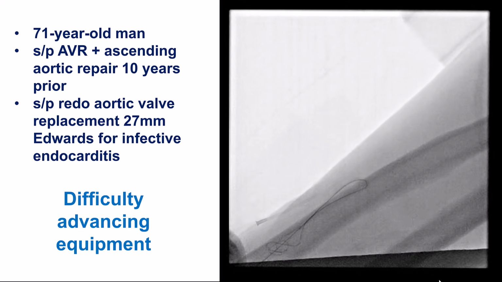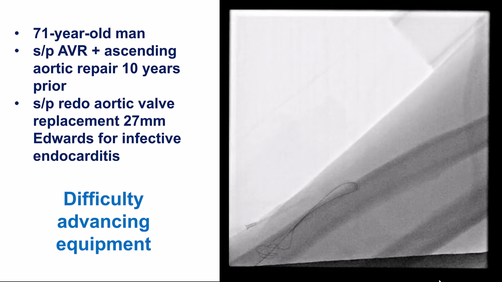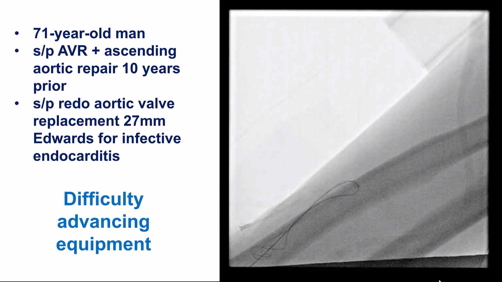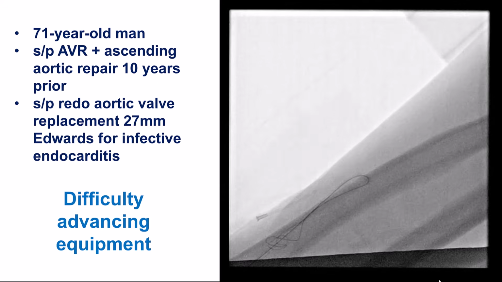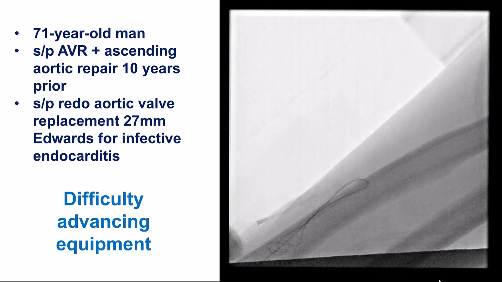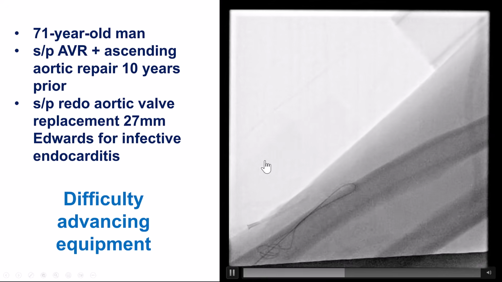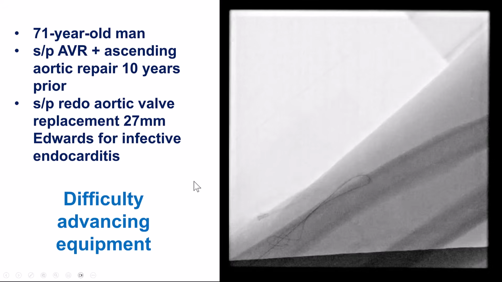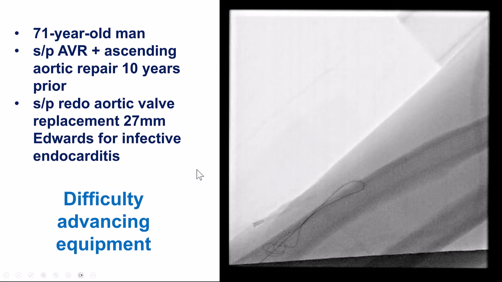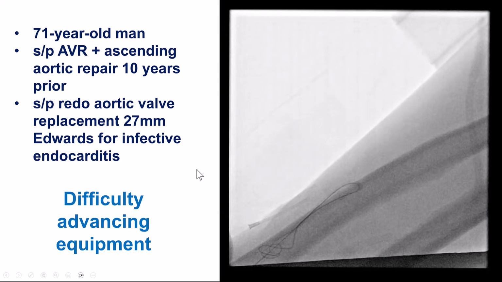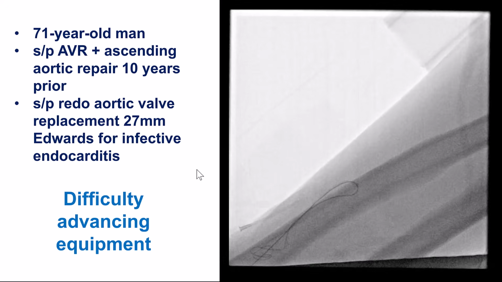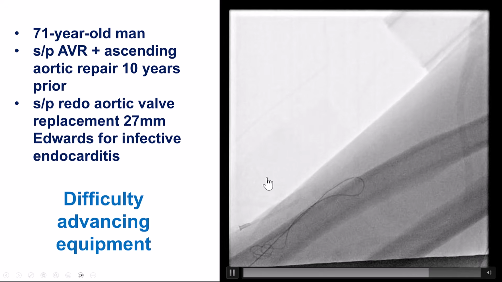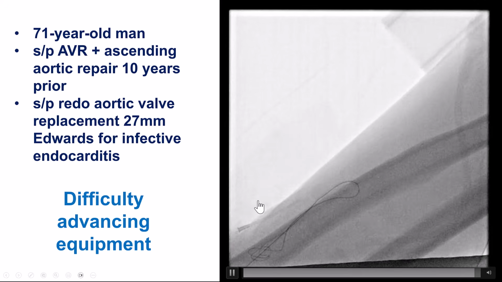The patient was an elderly gentleman who 10 years prior had aortic valve replacement as well as replacement of the ascending aorta. He now came with infective endocarditis, requiring repeat replacement of the aortic valve with a 27 mm Edwards valve. Unfortunately, after the valve replacement, his LV was essentially asystolic. He was placed on VA-ECMO and an intra-aortic balloon pump and was sent for emergent coronary angiography.